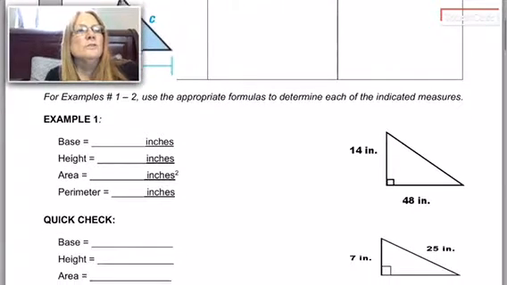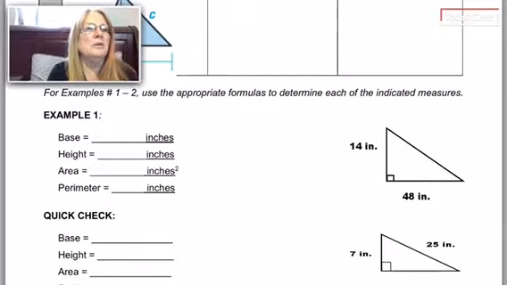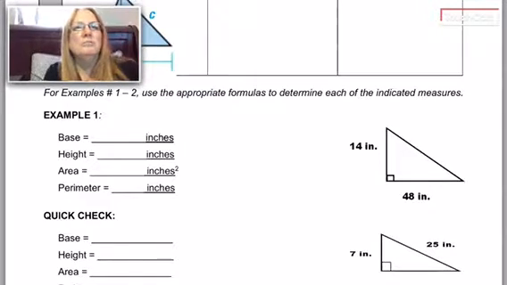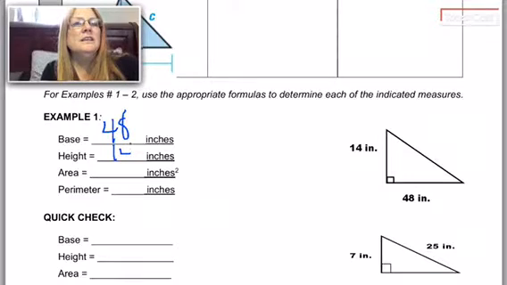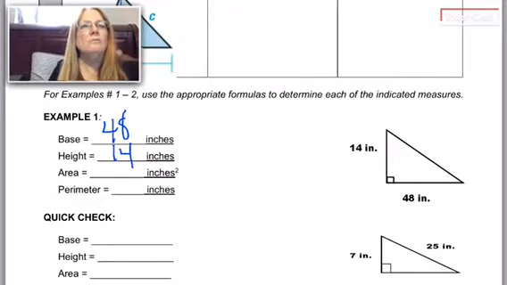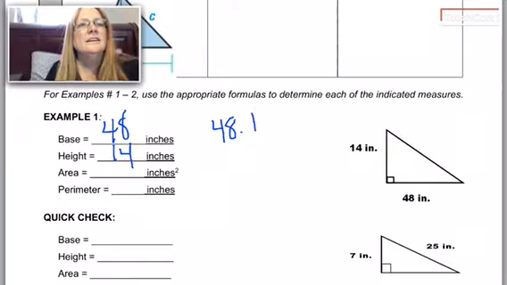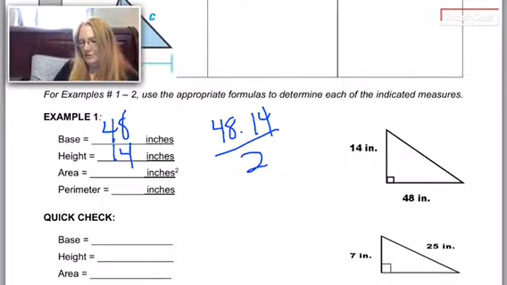Okay, so in this first one, we have a right triangle with lengths of 14 and 48. The base and height are interchangeable, but I'll call the base 48 and the height 14. So base times height divided by 2, 14 times 24, is 336.